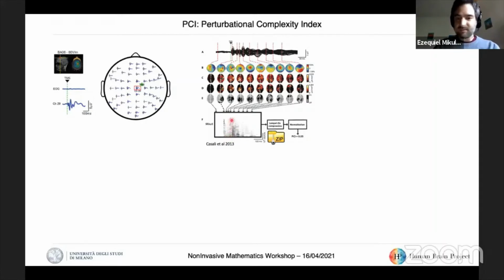We sort this by the overall activity. We use a Lempel-Ziv compression algorithm, the same one that is used in many computer applications. We apply a normalization, which is done by the entropy of this matrix, which provides a scalar value that might be a reliable index of the complexity of the response, and therefore of the capacity for consciousness, the capacity for complex responses of the brain.